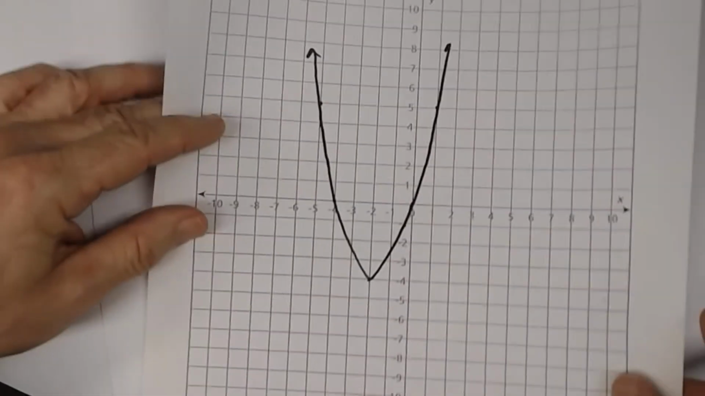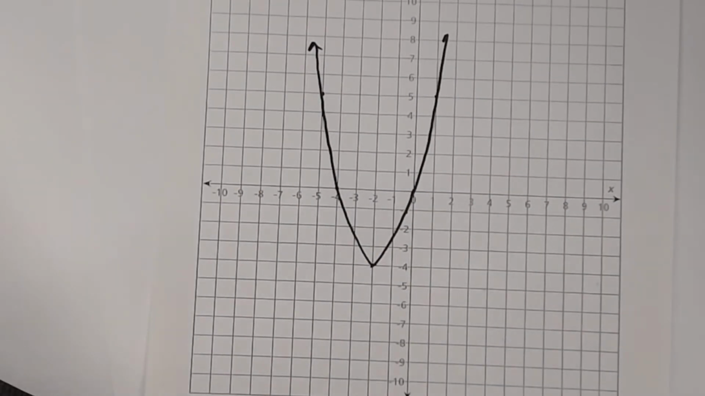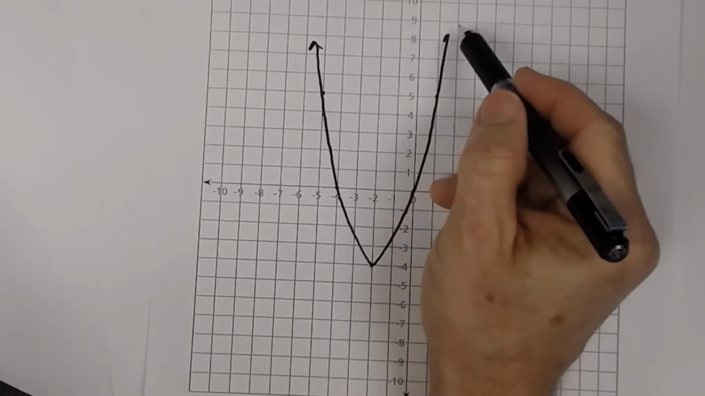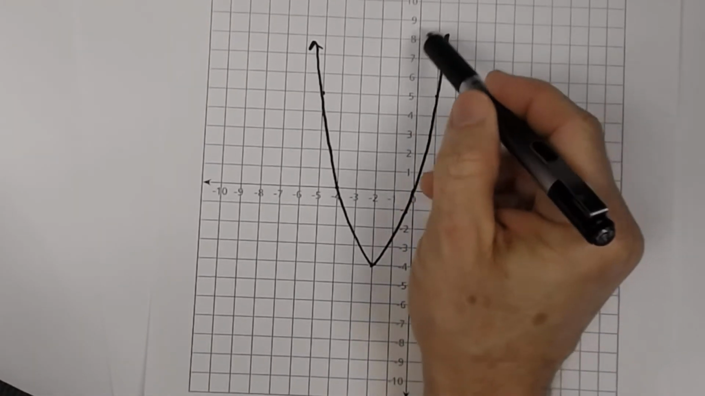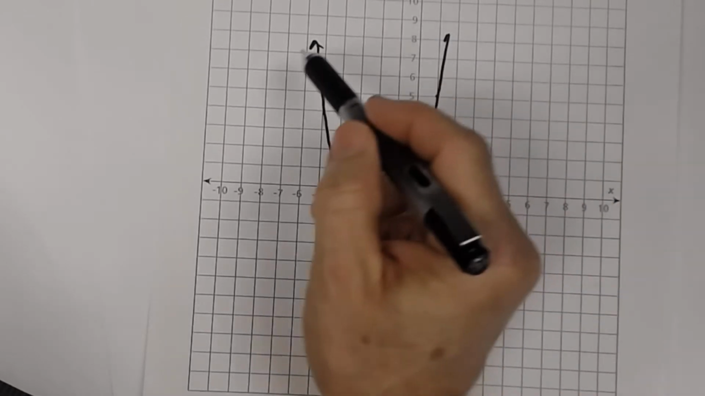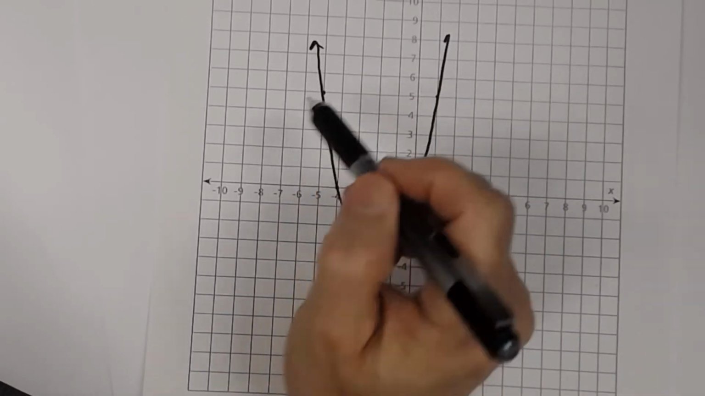Now we have this idea. So notice this graph right here. So we have this function. You have arrows on the end behavior. See, this is your end behavior. What happens on the right side? You have an arrow pointing up. What happens on the left side? You have an arrow pointing up, right?